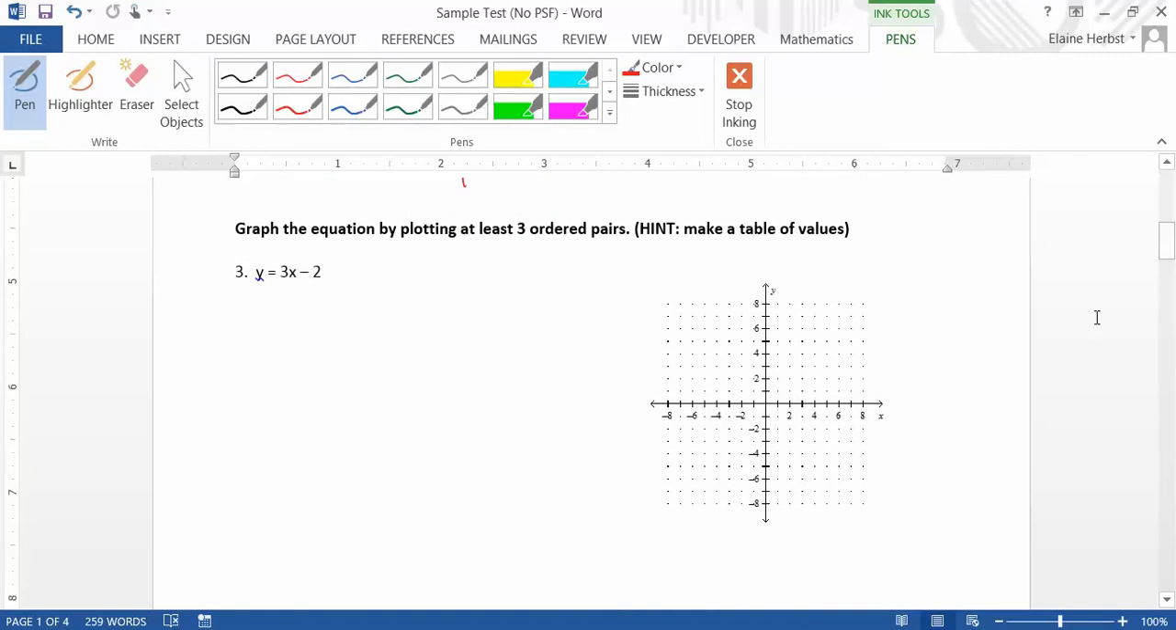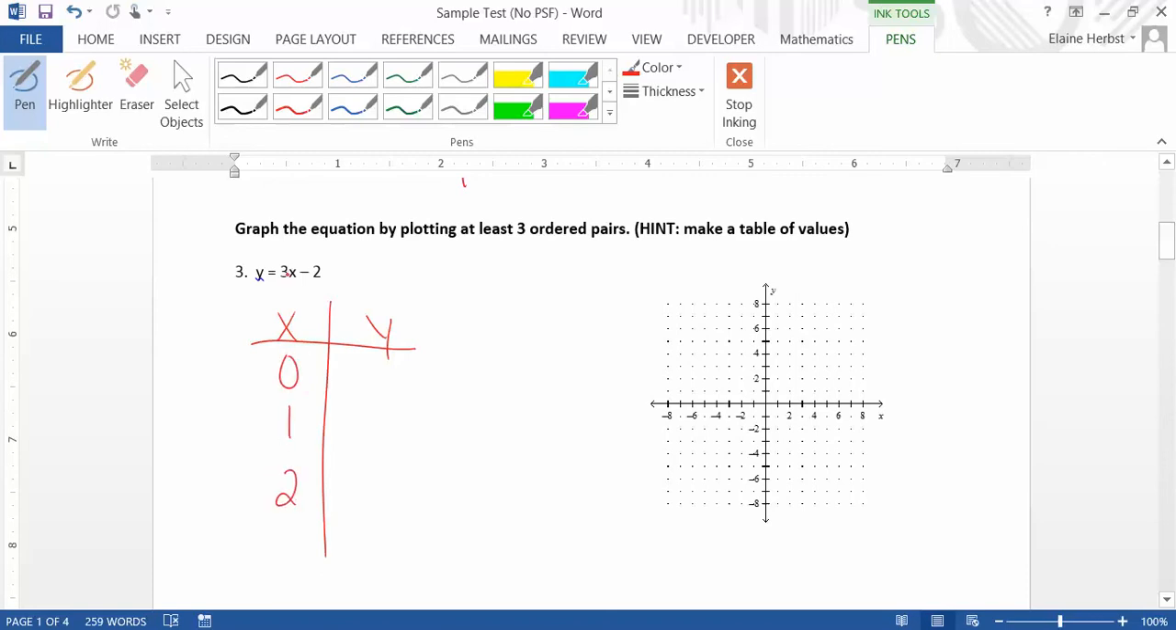In the next example, you're asked to graph the equation by plotting at least 3 ordered pairs, and my hint is that you are to make a table of values. So this is your chance to pick some x values. Pick easy ones, 0, 1, and 2.